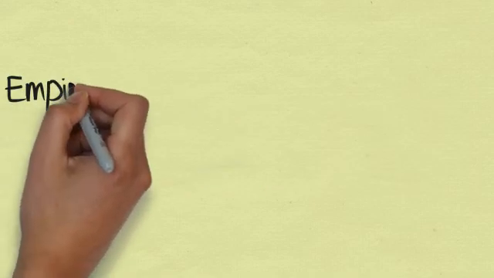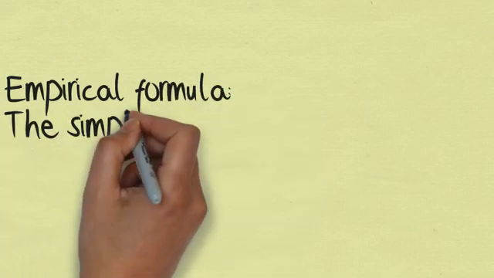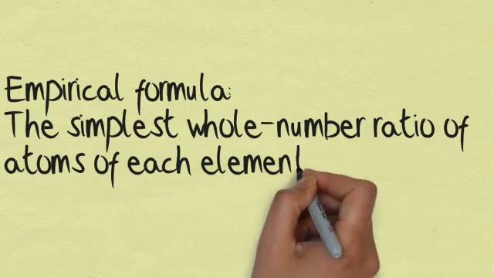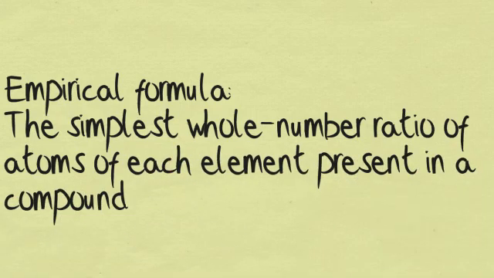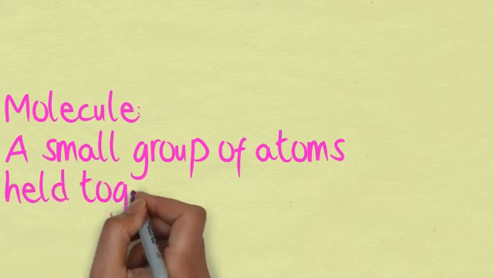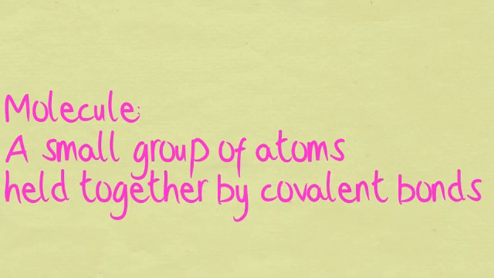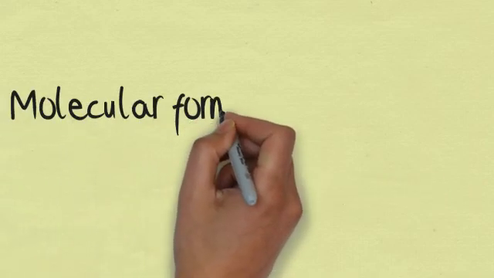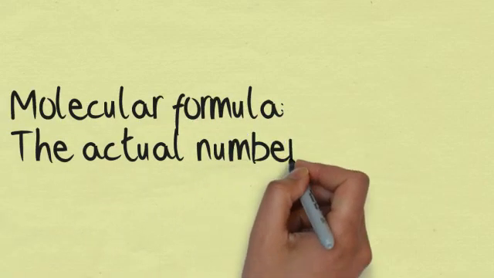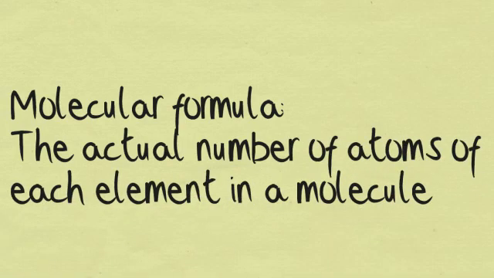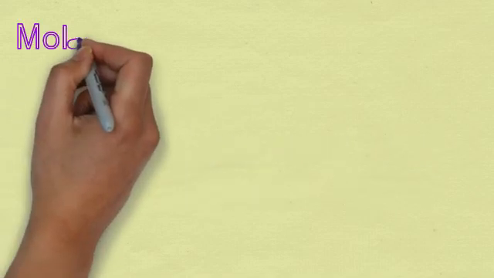Empirical formula. This is the simplest whole number ratio of atoms of each element present in a compound. A molecule is a small group of atoms held together by covalent bonds. The molecular formula is the actual number of atoms of each element in a molecule.